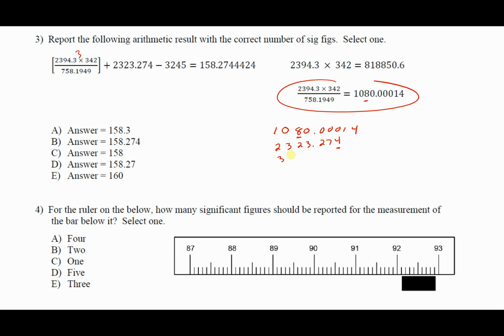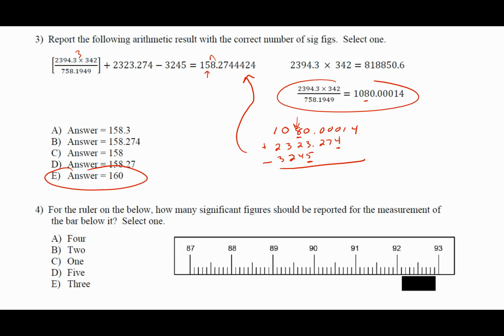And 3,245, that's in the ones place. All that together, well, this is plus, this is minus, it goes to being this answer, and the largest error is in the tens place, which is right there. So this will round up, giving us our answer of 160.